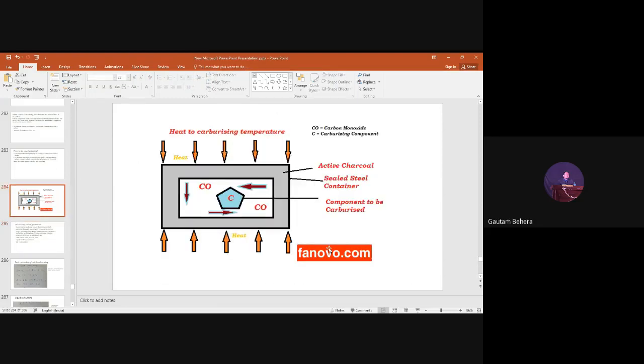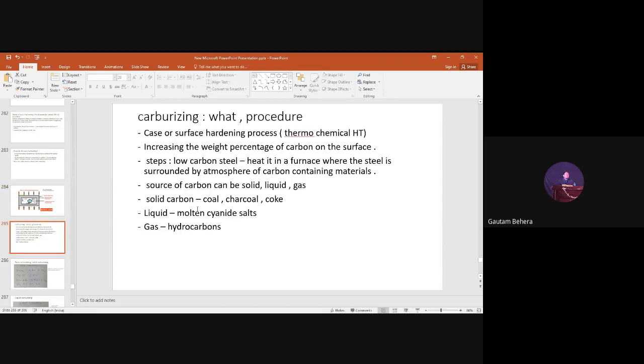So this is a setup you can see. We can classify this on the basis of what kind of source of carbon we are choosing: either solid carbon, liquid carbon, or gas carbon. We can divide carburizing into three categories: solid carburizing, liquid carburizing, and finally gas carburizing.